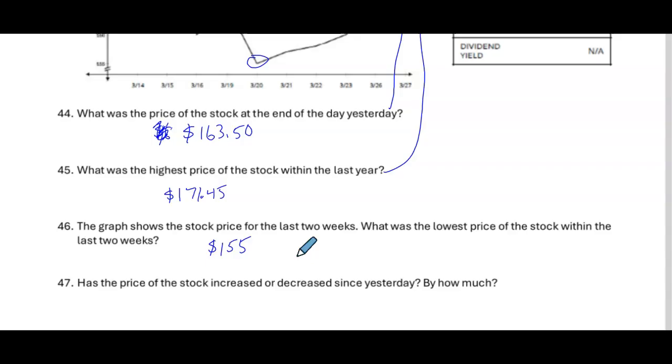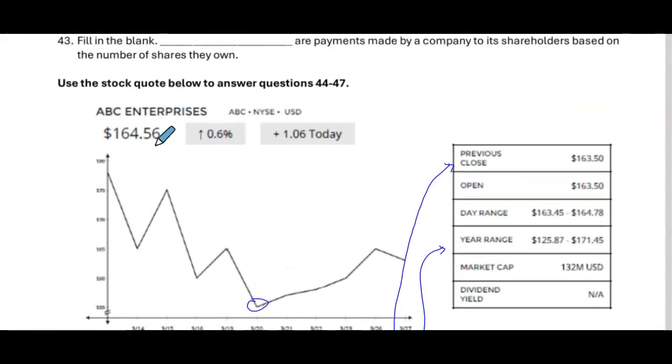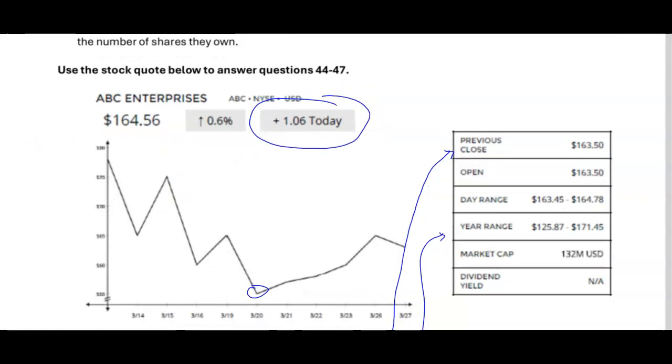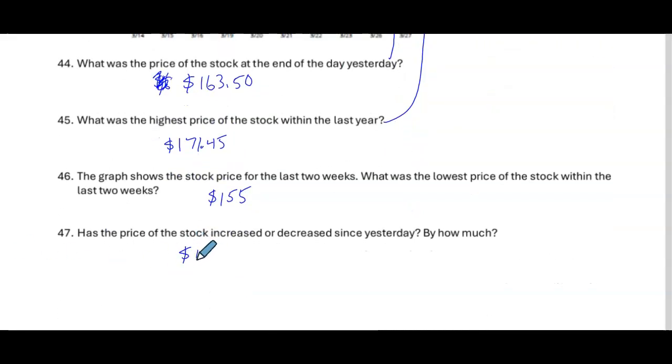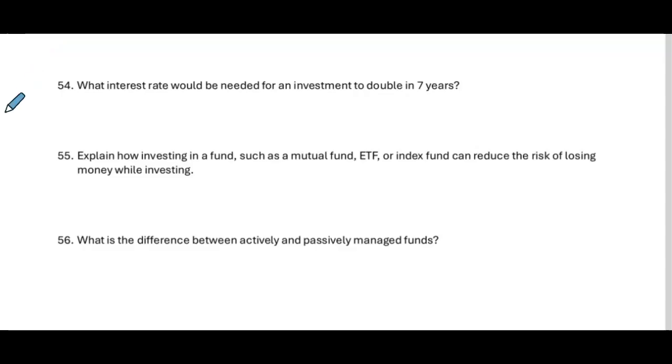And then has the price of the stock increased or decreased since yesterday? Well, you can find that right here, how much it has gone up over the course of the day. So that's up $1.06 during the course of the day. So $1.06 increase. So those are the basics of how we read a stock quote. We can find other info on this if we need to, but that'll do it for that section. All right, go on to page 7.